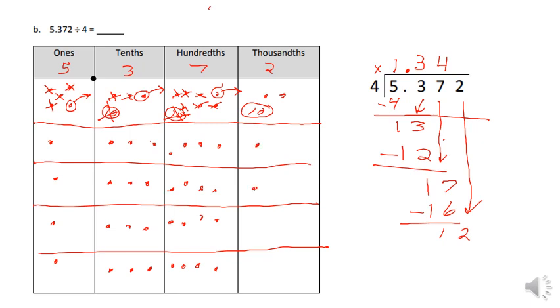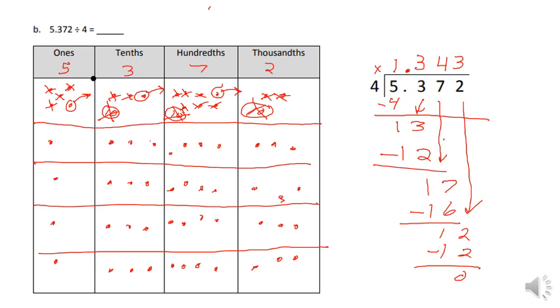1, 2, 3, 4, 5, 6, 7, 8, 9, 10, 11, 12. So we were going to use all 12. We subtract those and we have no remainders. On the standard algorithm, 4 goes into 12 3 times. 3 times 4 is 12, so that's what we used. And we have 0 remainders.